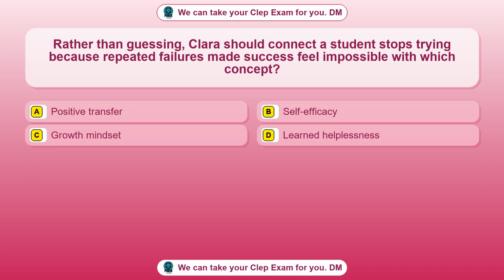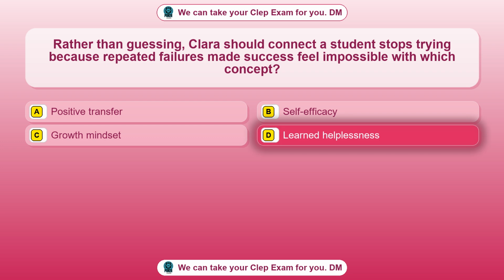Question 31. Rather than guessing, Clara should connect a student stops trying because repeated failures made success feel impossible with which concept? Option A, positive transfer. Option B, self-efficacy. Option C, growth mindset. Option D, learned helplessness. The correct answer is option D.